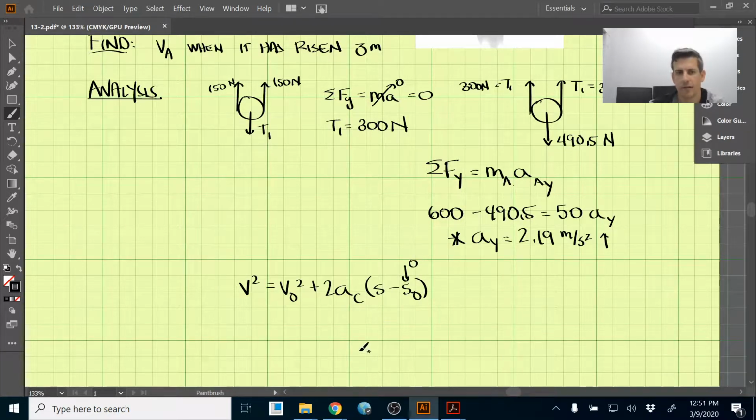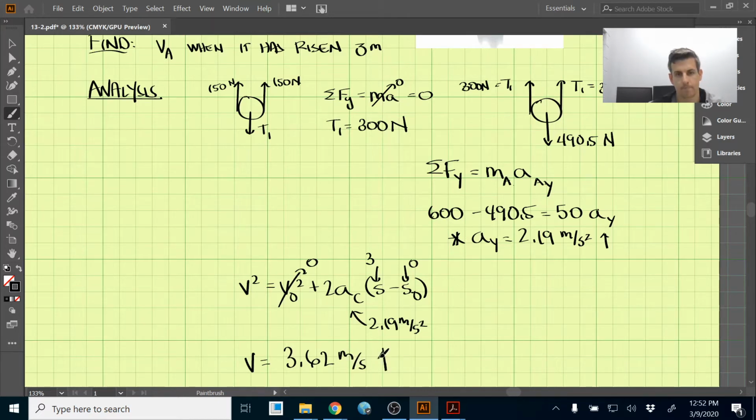So s naught is 0, s is 3 meters, and then we've just figured out the acceleration as 2.19 meters per second squared. And I think in this problem we're given that it starts from rest, so our original velocity is 0. And if we solve this equation now, we only have one unknown, and the velocity comes out to be 3.62 meters per second upwards. Right? And that is our answer for 1323.